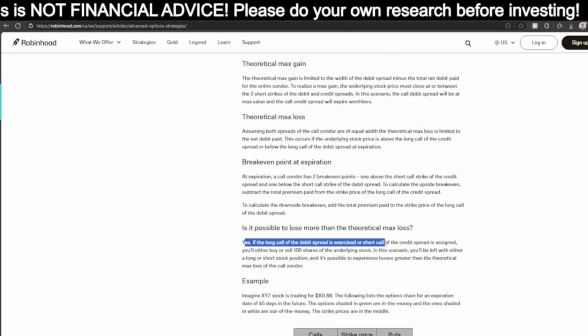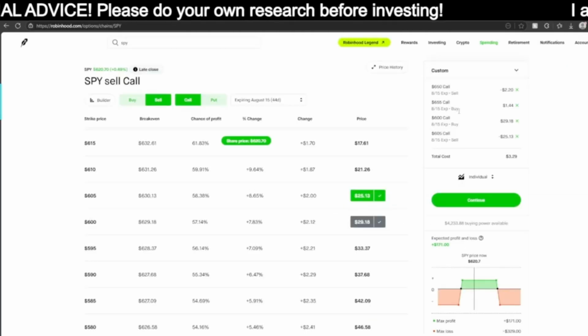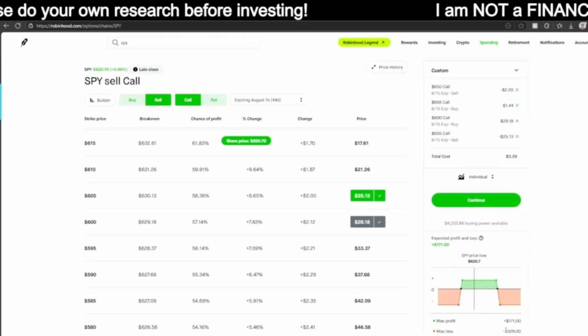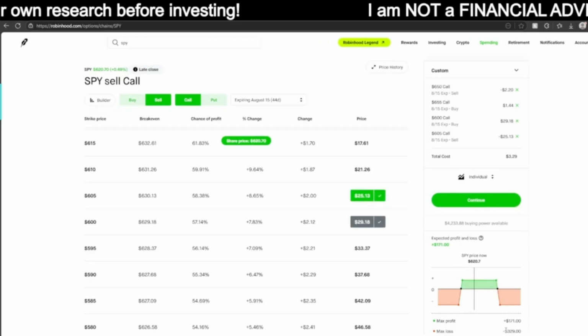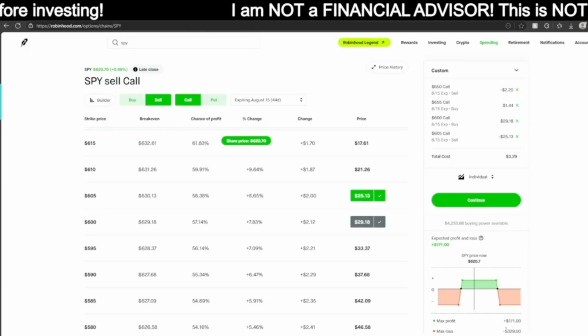Yes, if you are exercised, which again is why it's advanced level, because just because your theoretical loss is max at $329, you could lose a lot more if you are exercised early. So keep in mind, make sure you're not exercised early as a result.